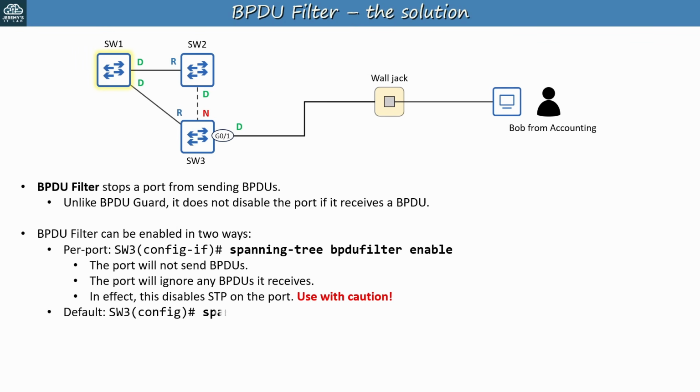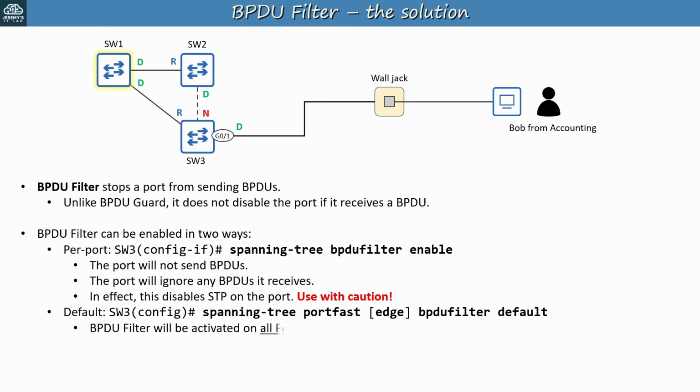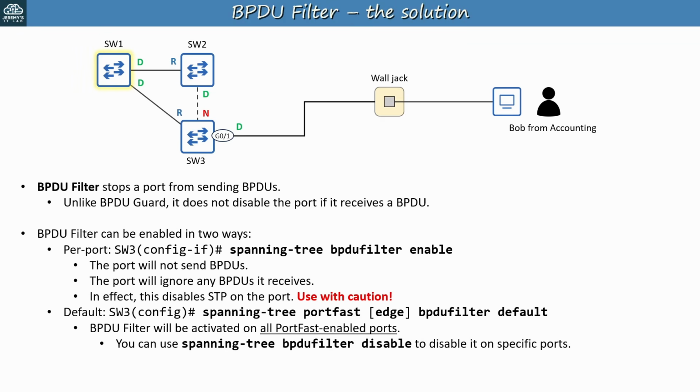A better choice is to enable BPDU Filter by default in global config mode. The command is spanning-tree portfast bpdufilter default. And again, you can optionally use the edge keyword after portfast. Just like when enabling BPDU Guard by default, BPDU Filter will be activated on all PortFast enabled ports. And then you can use spanning-tree bpdufilter disable to disable it on specific ports if necessary.